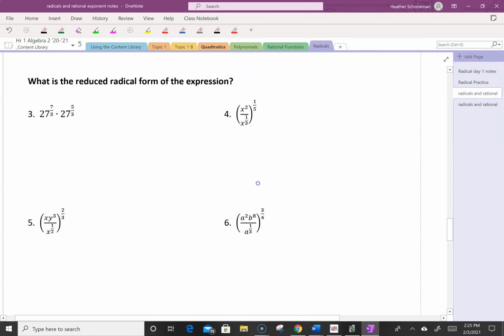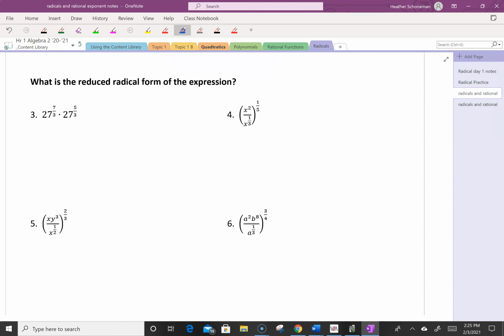All right, let's try this again on number 3. On number 3, they've got the same bases, so we need to add the exponents. But this one has a typo in it. We're going to make this negative 5/3. So we'll change that. So this is 27 to the 7/3 plus negative 5/3. Well, this gives me 27. 7/3 and negative 5/3 is 2/3.